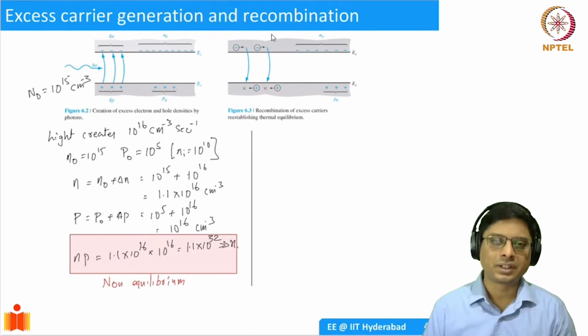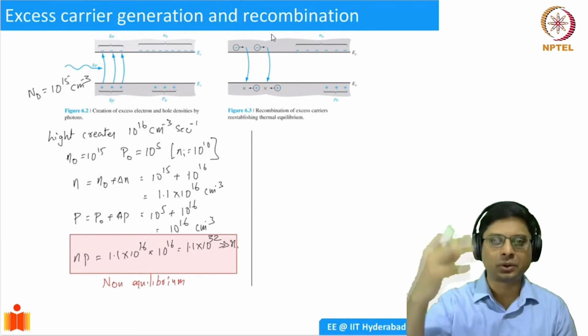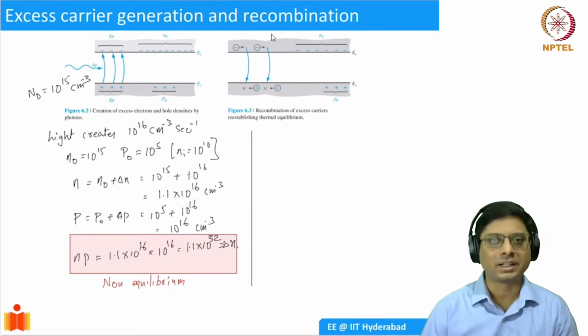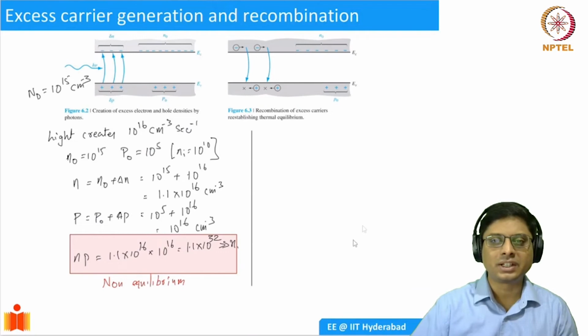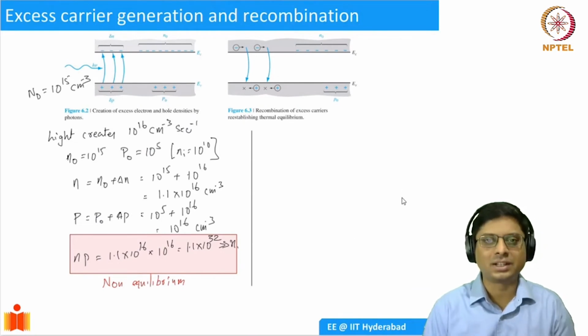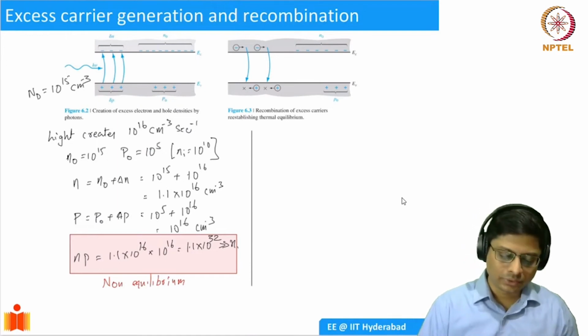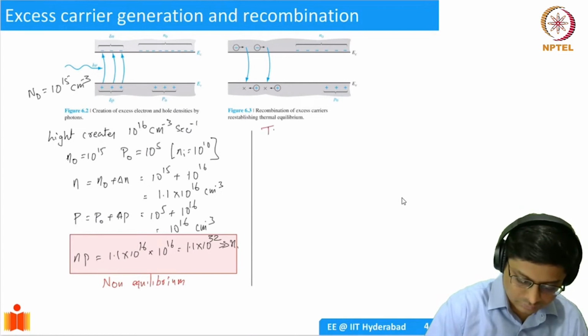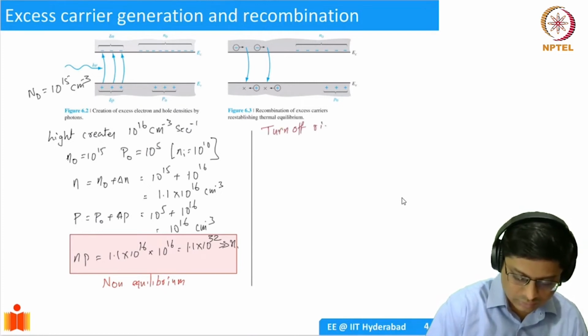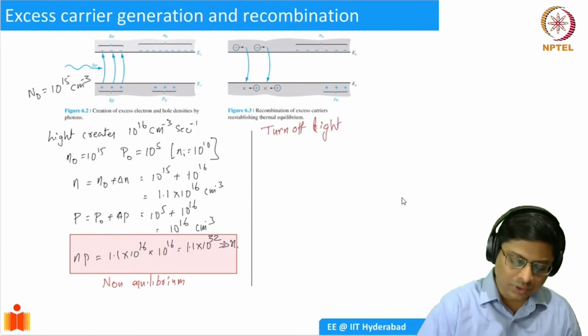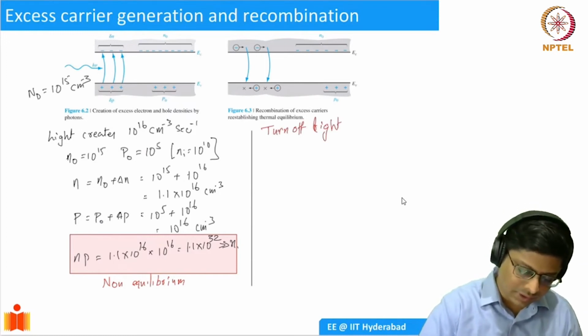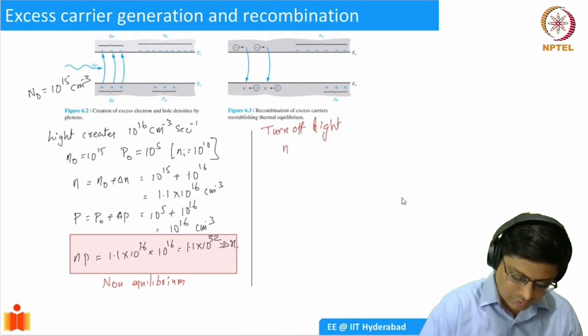What will happen? Then you have these excess electron and hole pairs, so they will recombine, right? We talked about it multiple times. Essentially, when an electron and hole come into the same position in the lattice, they can annihilate. An electron hole pair can be annihilated. So if you turn off the light, what's going to happen? Your electron density, which was, let me write it in red, n was equal to 1.1 into 10 power 16.